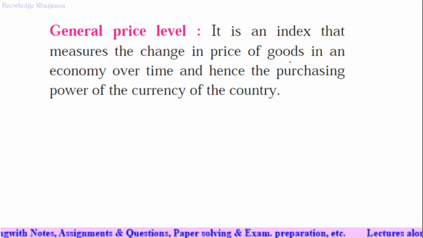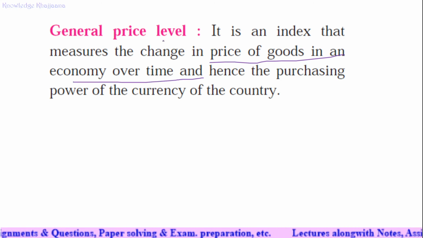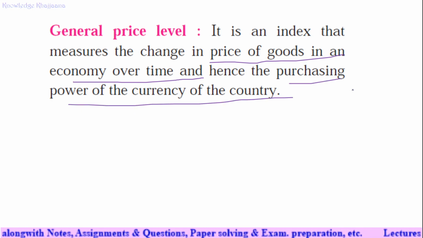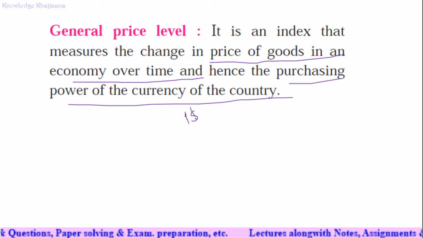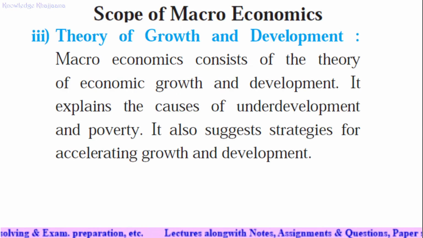What is general price level? It is an index that measures the change in price of goods in an economy over a specific time, and hence the purchasing power of the currency of the country. What was the purchasing power of that $1 in 2018? One cup of tea. But over a period of time, in the next year, the purchasing power of that $1 got declined. So it brought the change in the price of the goods. It is called the general price level.